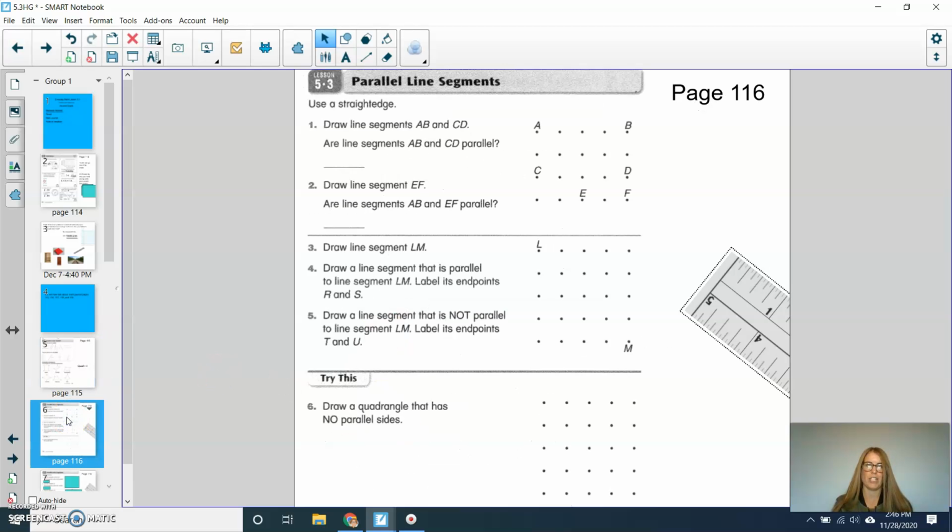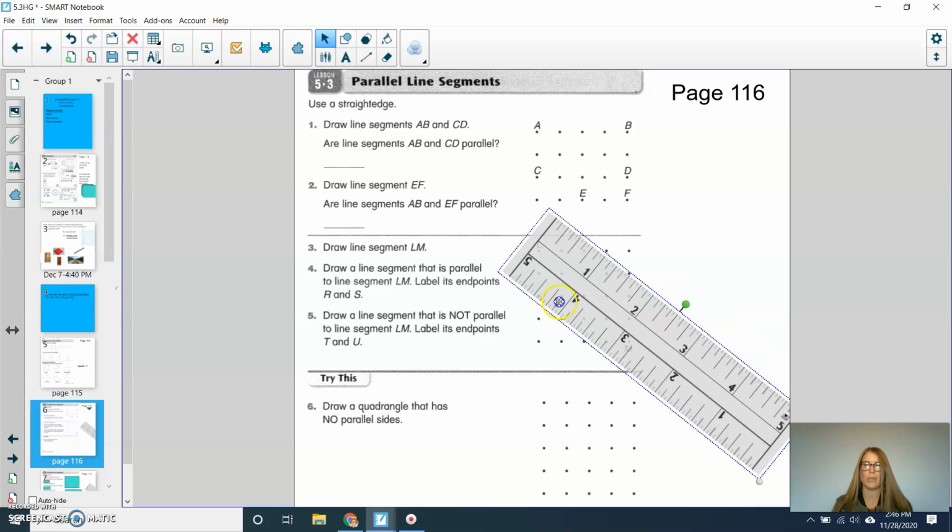So on the next page, page 116, we're going to need to use our straight edge, so either a ruler or a template. And it's going to ask us to draw line segments AB and CD. Just like what we did in our previous lesson with the codes, when they're asking us to draw a line segment, you need to connect those points.